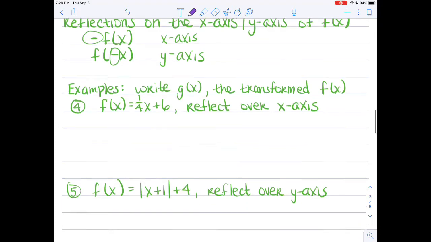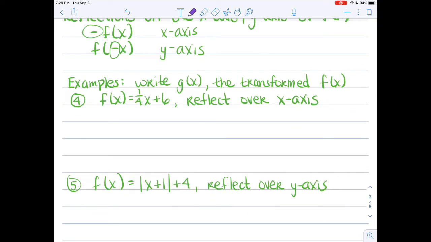So if we have 1/4 x plus 6, so a linear function to start with, and we want to reflect over the x-axis. Remember that that goes out in front of the entire function. So if we write it in function notation, it's g of x is equal to negative f of x. What is our f of x in this case? 1/4 x plus 6. So be careful here.